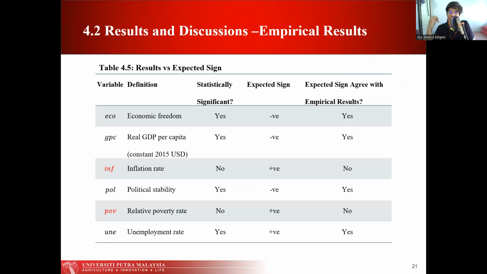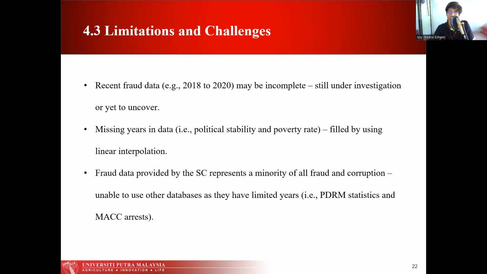Here we have economic freedom. Now, from this table 4.5, the ones that are statistically significant agree with the expected signs. That means they agree with the literature review matrix. That's good to know. Whereas the ones that are statistically insignificant go against the literature review matrix.